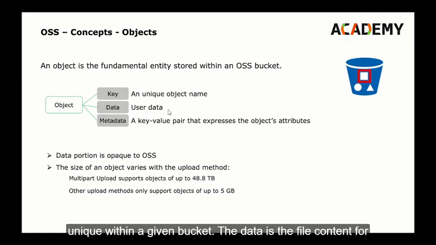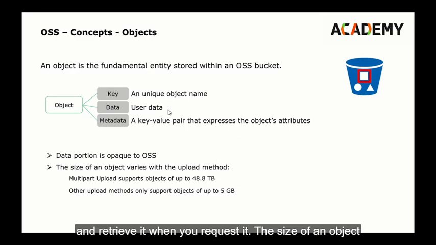The data is the file content for your object, and the metadata is a set of key value pairs that expresses the object's attributes. So this could be things like a checksum, the size of the object, the last time it was modified, etc. The data portion is opaque to OSS and is not manipulated by the OSS service except to store it onto disk and retrieve it when you request it.